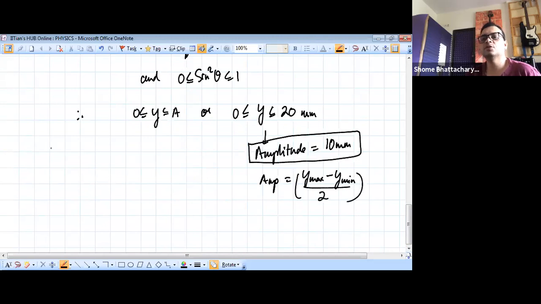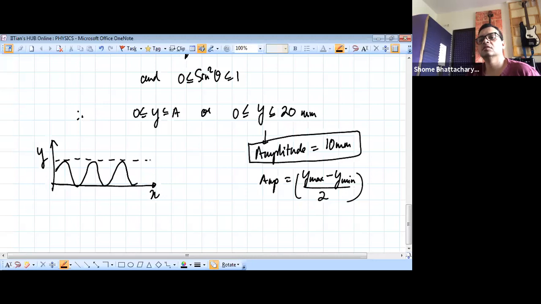Because if you look at the snapshot picture of y versus x at any particular time, we get a graph like this that varies between 20 and 0. So the mean position will in fact be 10. This will be the mean position. And 20 and 0, they are the extreme positions. That is why the amplitude here is this one.